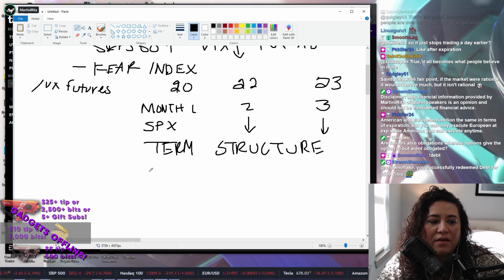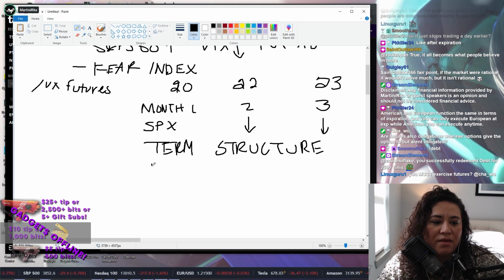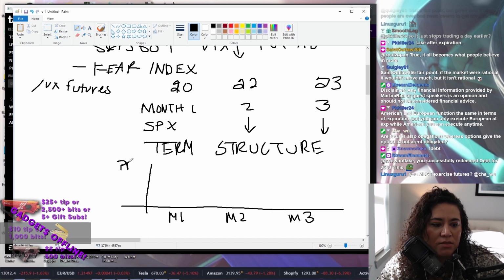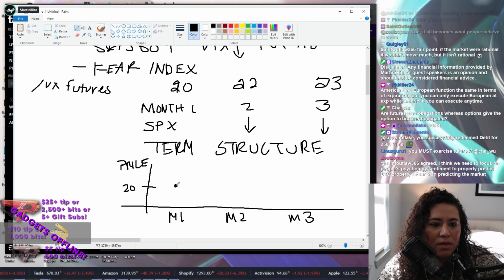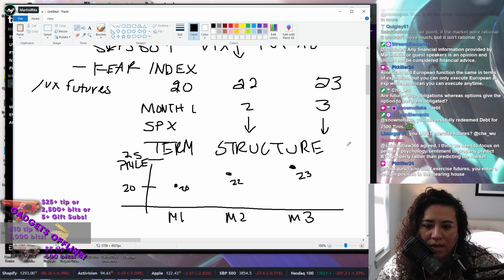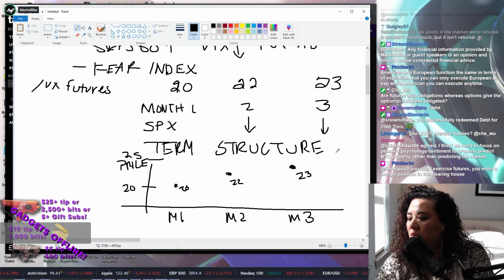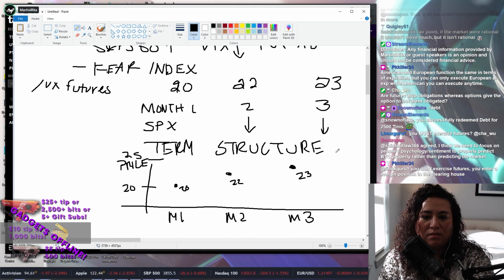If you were to graph these prices that I've given you along a line, you would say month 1, month 2, month 3. Price would be on the x-axis, and the way it would look is like this. So if this was 25, it would look like this, right? Because this is 20, this is 22, 23. Okay, so you guys are literally being taught futures and term structure in a little less than 10 minutes.